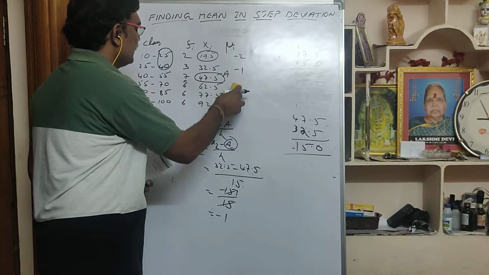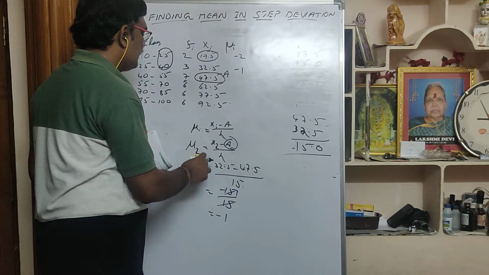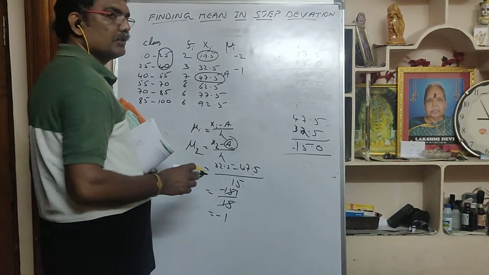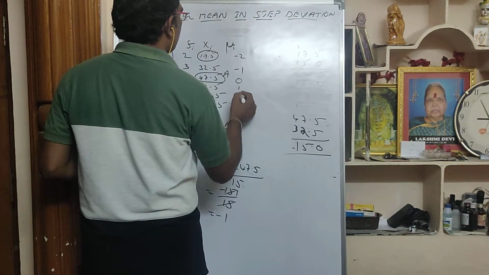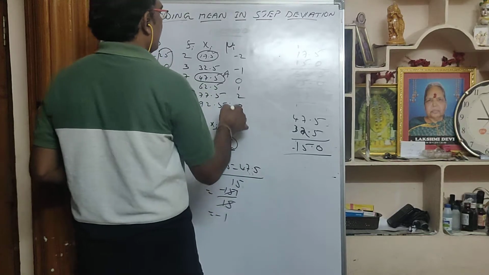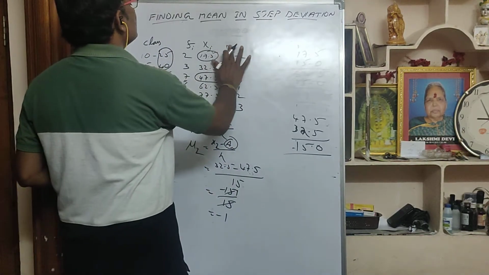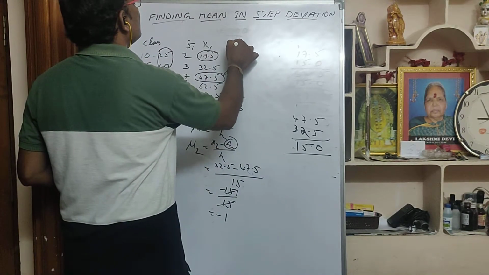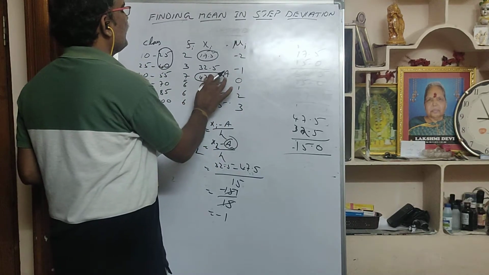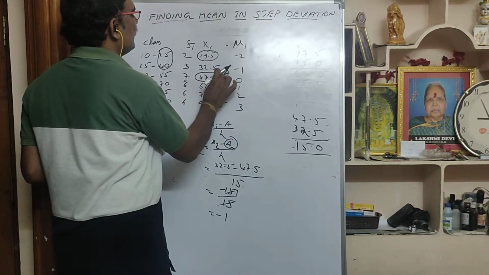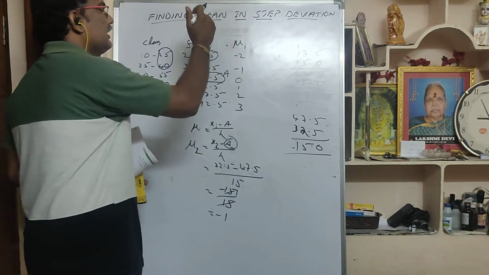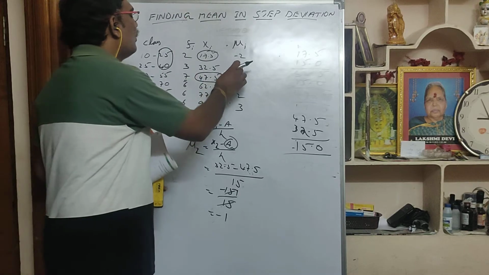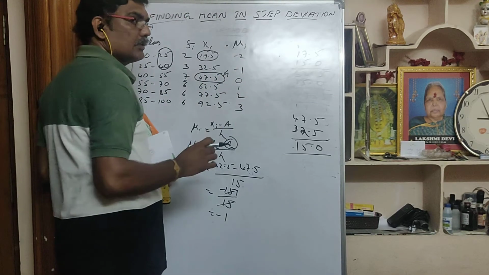Now mu3, same like this only. mu3 is equal to x3 minus a by h. Same like that if you do, here you will get 0, here you will get 1, 2, 3. The easy method is: you assumed a or not. Just beside a you have to write 0, on the top side you should go minus 1, minus 2 like that. Down you should go 1, 2, 3 like that.